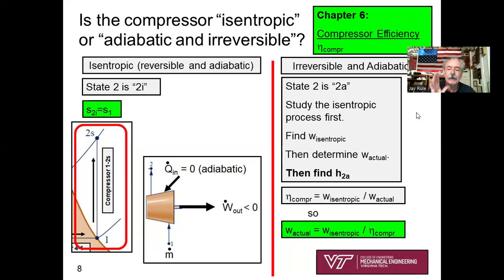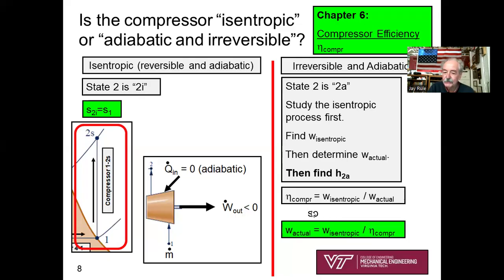Now let's refresh our memory a little bit about what we did in chapter 6. The first thing we did was studied the isentropic compressor first. So we went through this analysis that we just talked about. Okay. And so we found W isentropic from the first law once we found H2S or H2 isentropic. So we find W isentropic first. The next thing we do is get W actual. Well, how do we get W actual?